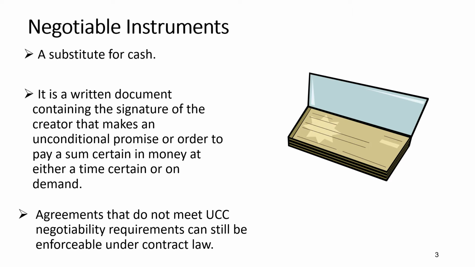So negotiable instruments are a substitute for cash. Rather than send real legal tender, a business or an individual could execute a contract where they promise to pay or they make an order to pay, and then they send that document as payment. We're going to look at that.